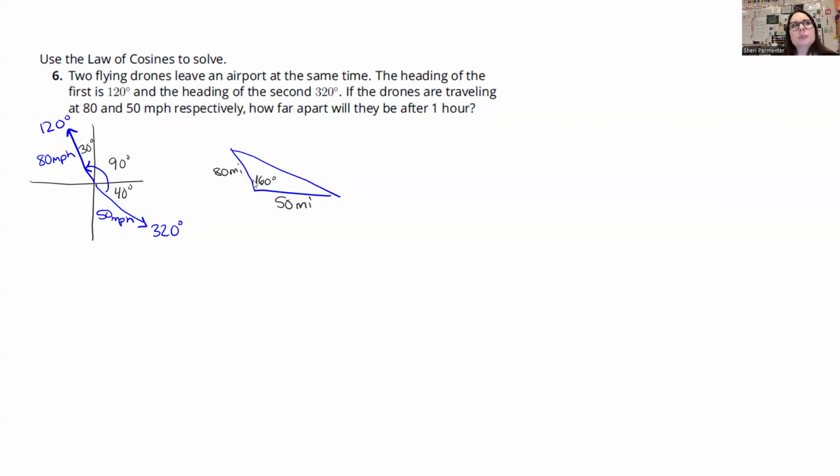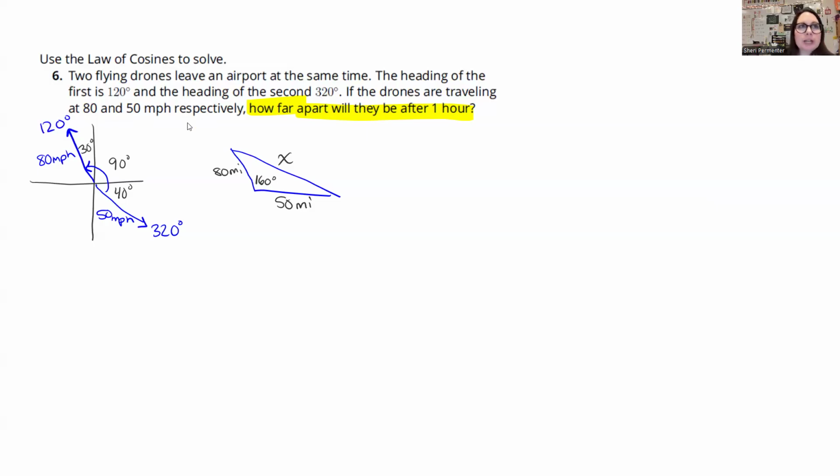When it says respectively, it listed two values first. It listed 120 and it listed 320. When it says respectively, it means the first one goes with the first and the second one goes with the second. From here, it says, how far apart will they be after 1 hour? That is our question. That's what we want to find out. So we need to find that distance.